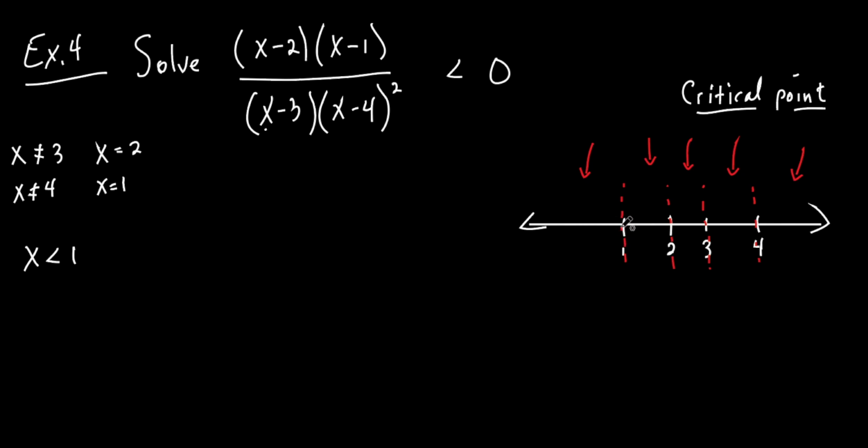So that's what I'm doing. I'm taking any number to the left of 1, and I'm going to put it in for x and see what happens. Does it make it negative? Does it make it 0? It could make it 0. Or does it make it positive? That's what I'm trying to figure out.